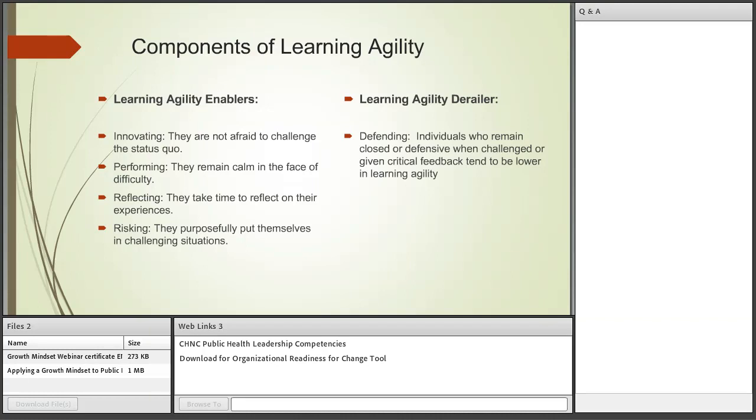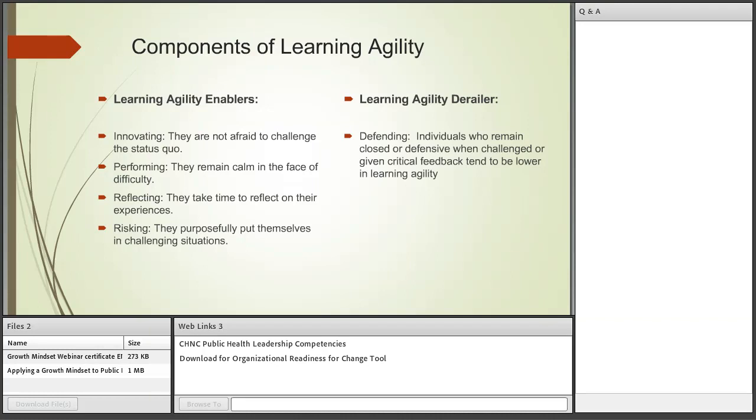And the whole idea is stretching yourself beyond your comfort zone, which teaches you how to learn quickly and process data when you're in a measured, risky situation, and then be able to perform, reflect, and innovate altogether. Now, a derailer for learning agile individuals, a characteristic, is someone who is defensive.